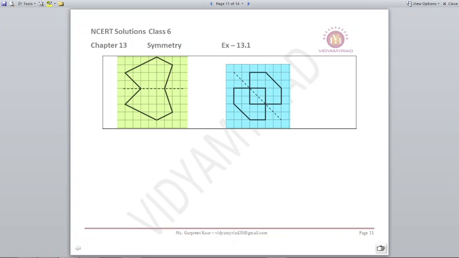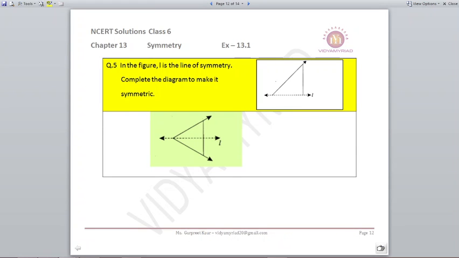In the figure, L is the line of symmetry. Complete the diagram to make it symmetrical. Now you are given the upper side. You have to draw the same towards the bottom so that it becomes symmetrical. On your diagonal line, your standing line, the measurements should be the same over here. So the figure will look like as given below.